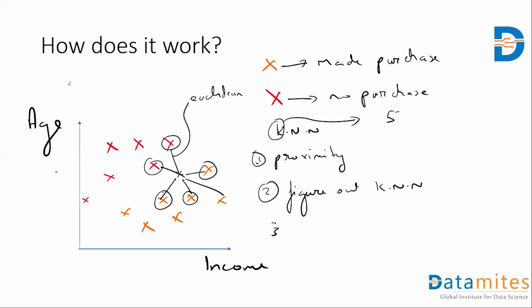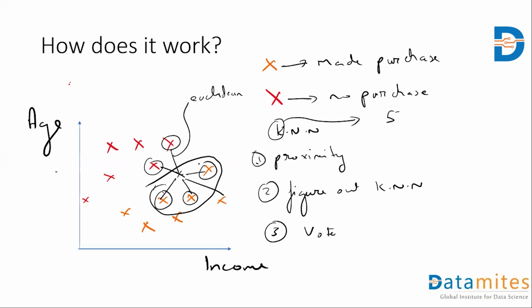And the third step is a simple voting, a democratic voting between the neighbors to decide which category this particular new point should join. In this case, there are 1, 2, 3 orange data points in close proximity, while there are only 2 red points in the close proximity. So by majority, this class wins. So this new data point will be classified as someone who has made the purchase, right? So it is as simple as that.